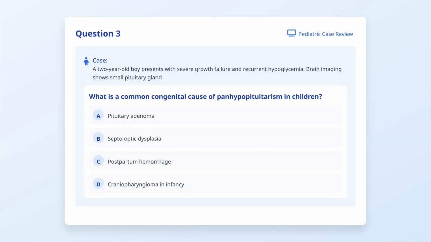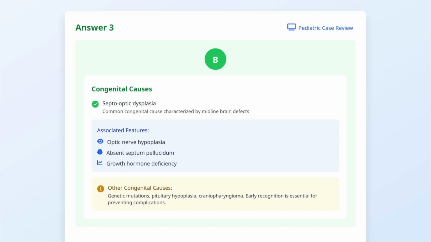Case scenario: a 2-year-old boy presents with severe growth failure and recurrent hypoglycemia. Brain imaging shows a small pituitary gland. Question: what is a common congenital cause of panhypopituitarism in children? Option A: pituitary adenoma. Option B: septo-optic dysplasia. Option C: postpartum hemorrhage. Option D: craniopharyngioma in infancy. The correct answer is B.